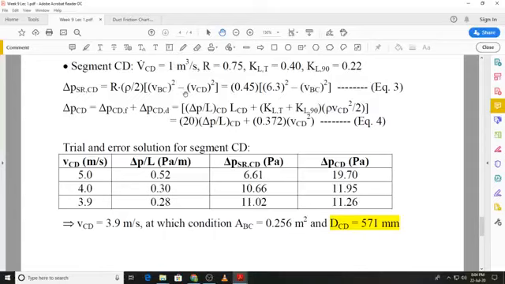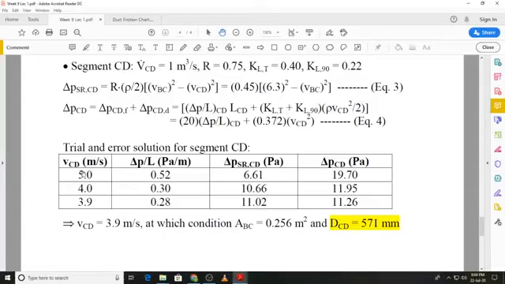We again write the equations for the static regain and the pressure drop, and this time the initial velocity was VBC, and the guess velocity will be VCD. We substitute the known values, and we get equation 3. Then we had the duct length of 20 meters, and delta P by L is unknown. The KL values are known. We know the standard density is 1.2 kilograms per meter cube, and that will give us equation 4, in which only VCD and delta P by L are unknown.